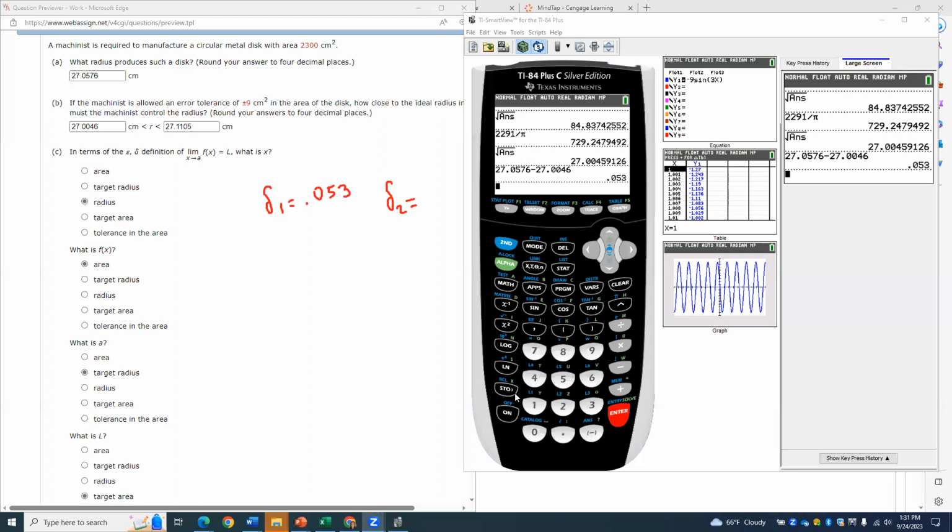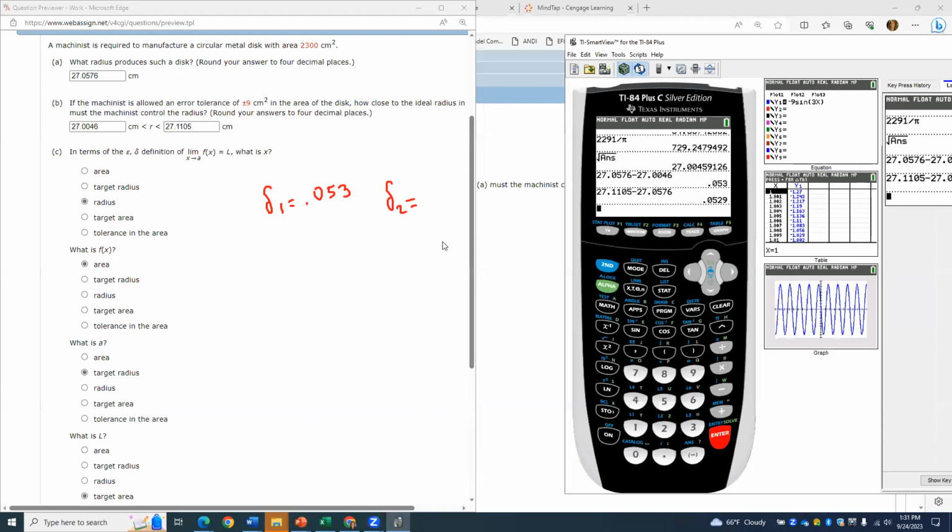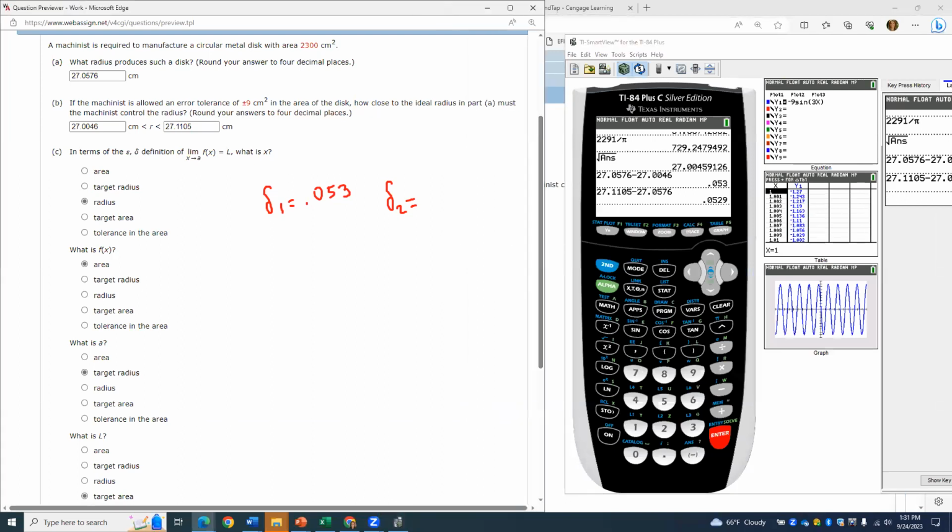That's all it is. Okay, I'm going to do the other one now, which I know was a little bit higher, so I'll say 27.1105 take away 27.0576. Okay, and so this delta was 0.0529. Oof, they're both so close. Which one would technically be bigger? Let's see. They're very, very close.